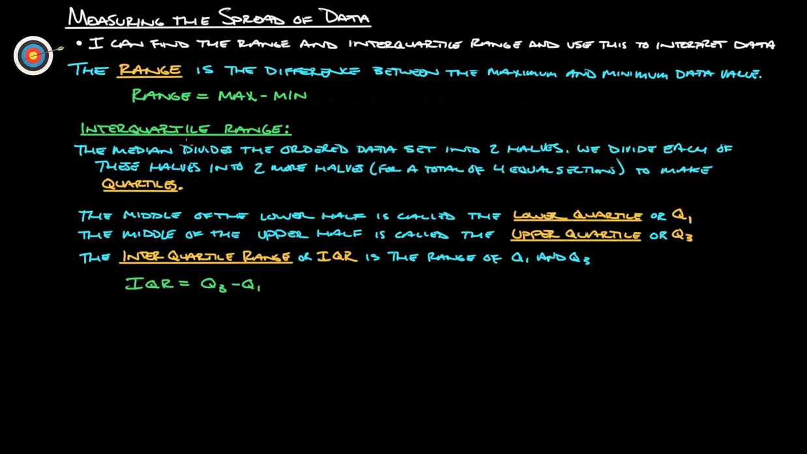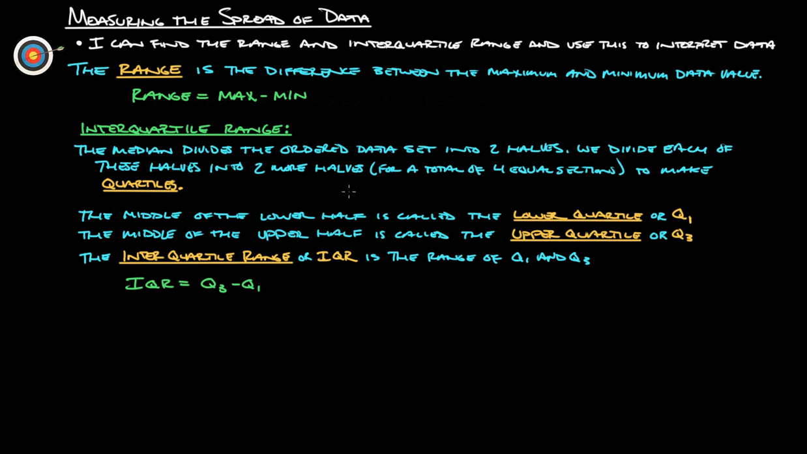Okay, and then the interquartile range, best way to describe that is the median divides the ordered data set into two different halves. And then what you do is you divide each of those two halves into two more halves for a total of 4 equal sections to make quartiles. So the middle of the lower half, like so, we've got the median.